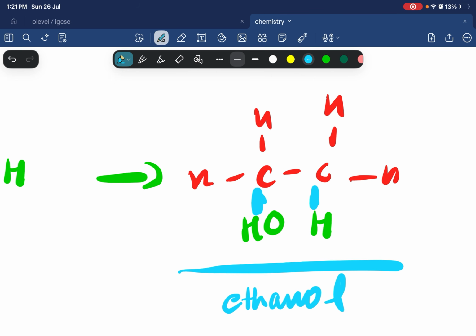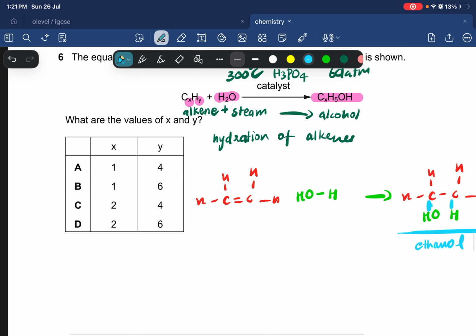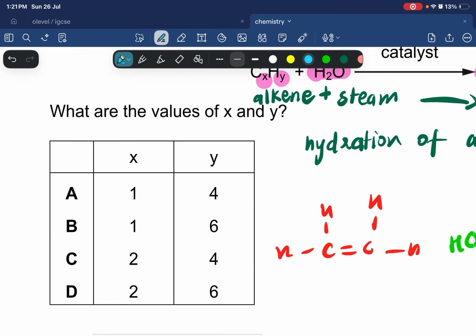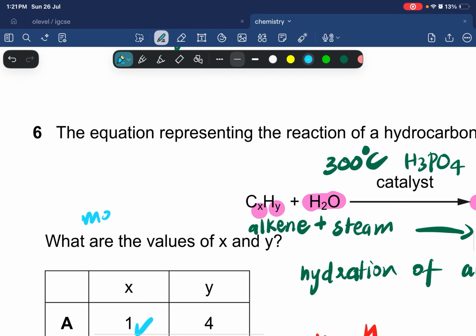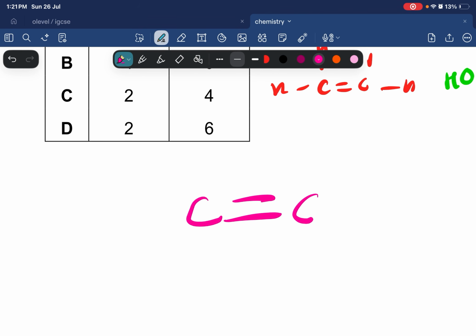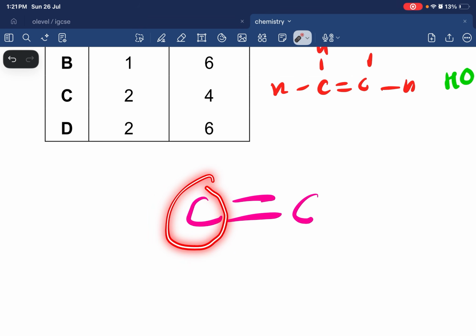You just need to add steam into it with the proper conditions, the catalyst, the temperature and everything. So what is X? If X is 1, no, there is no methene. Methene is not possible. Why can alkenes never have a single carbon? Because how are alkenes formed? Alkenes are formed if carbon double bonds with a carbon. If you have one carbon atom, it cannot make a double bond with another carbon atom. That's why alkenes always start with two carbons.